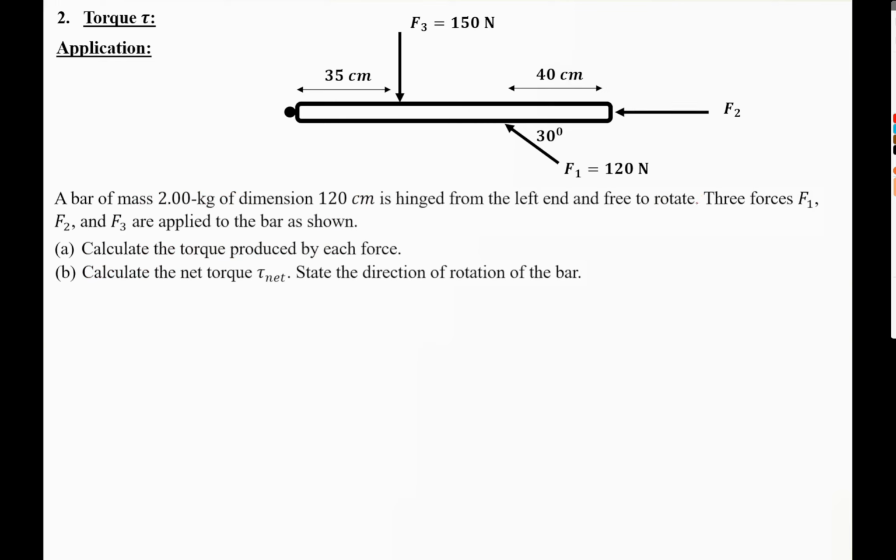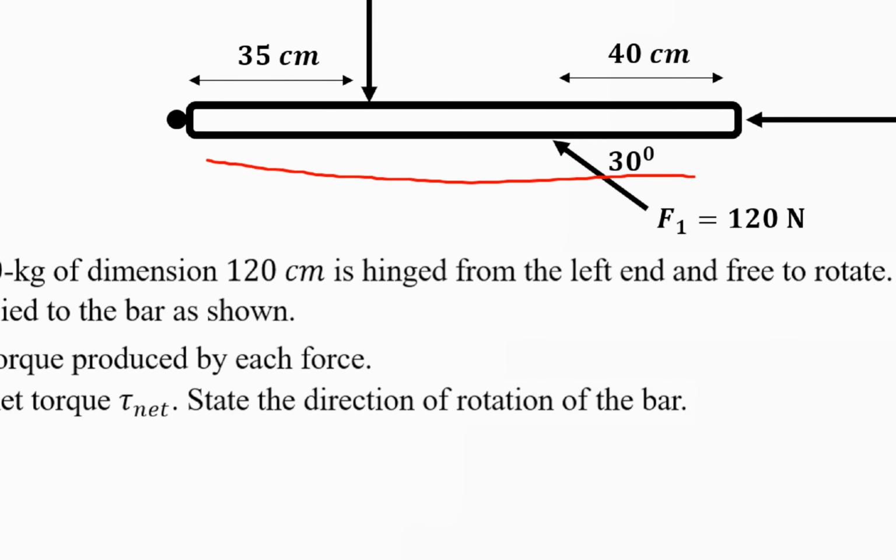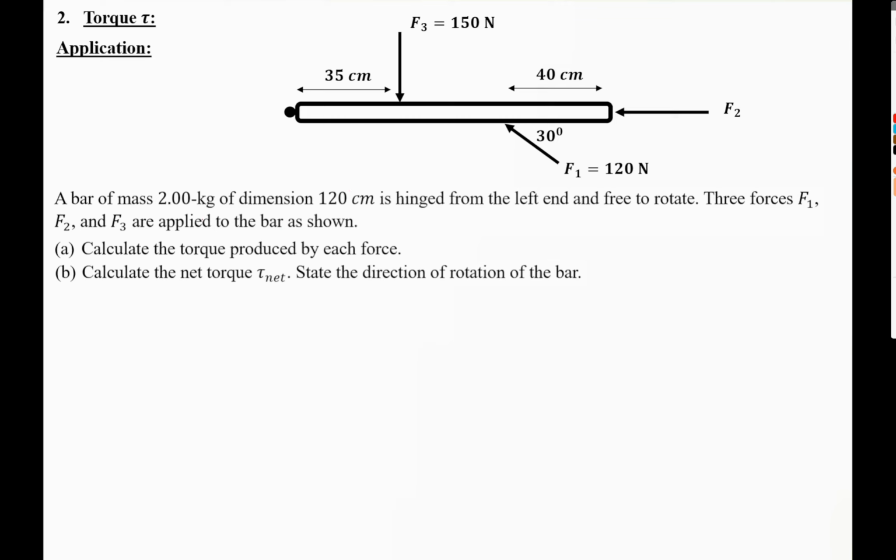Now we're gonna do the following application. A bar of mass 2 kg of dimension 120 centimeters is hinged from the left end, free to rotate. Three forces F1, F2 and F3 are applied to the bar as shown. So the mass of the bar is 2 kg and the dimension, which means the distance from here to here, is given by 120 centimeters. Calculate the torque produced by each force.